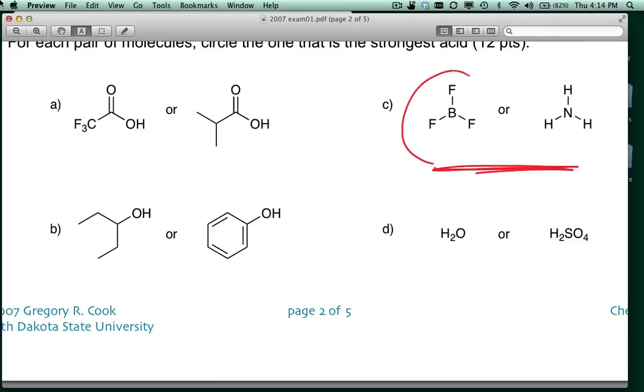Yeah, obviously. This one has an empty orbital. This one, which wasn't written, has a lone pair. It has an octet. Obviously, this is not going to be a Lewis acid at all. It would be, if anything, a Lewis base. And for your information, trying to take a proton off of nitrogen is very, very difficult. Extremely difficult. Much harder than oxygen.